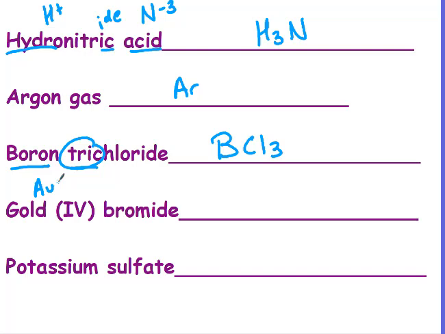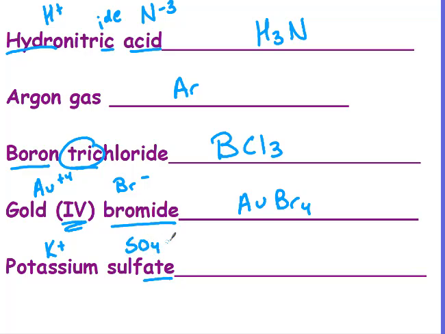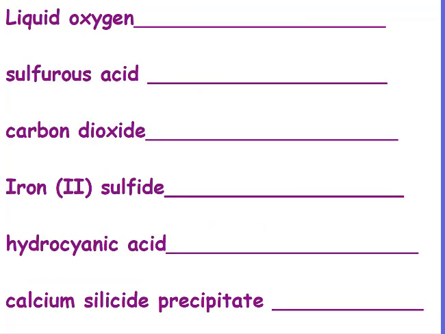Gold is Au, and that's going to be a +4. And then bromide is Br with a negative. So we've got AuBr4. Potassium is K with a +1. Sulfate is a polyatomic ion, SO4 -2. So we get K2SO4. And then going to do these last 6, restart when you're done.